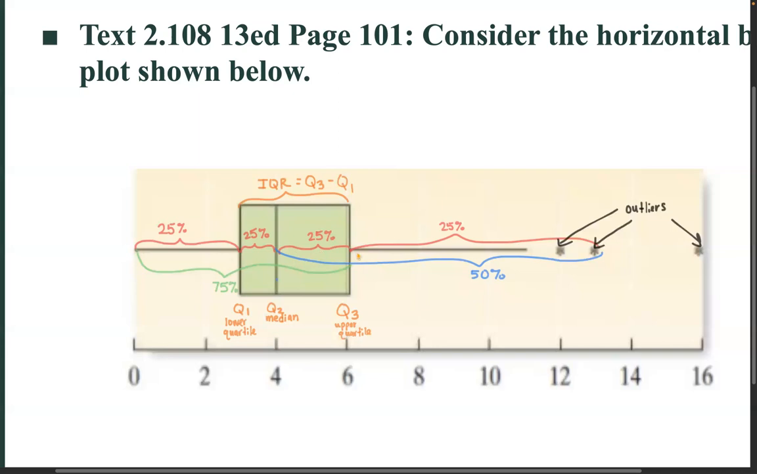Another way to think about that is that most of the data, let's say 75% of the data, is all between 0 and 6. And then we have the remaining 25% from 6 all the way to 16. And so we can see that there's less data spread out to the right. So it's skewed to the right.